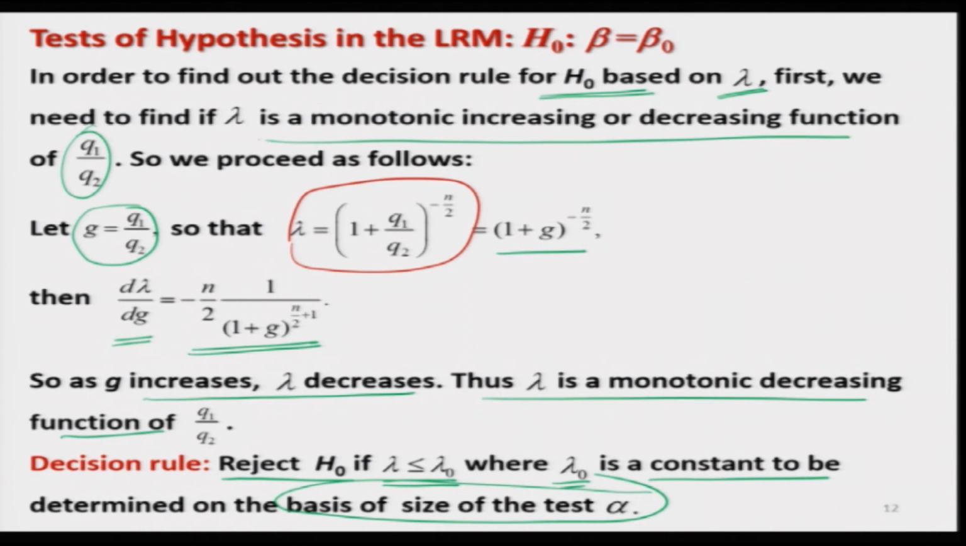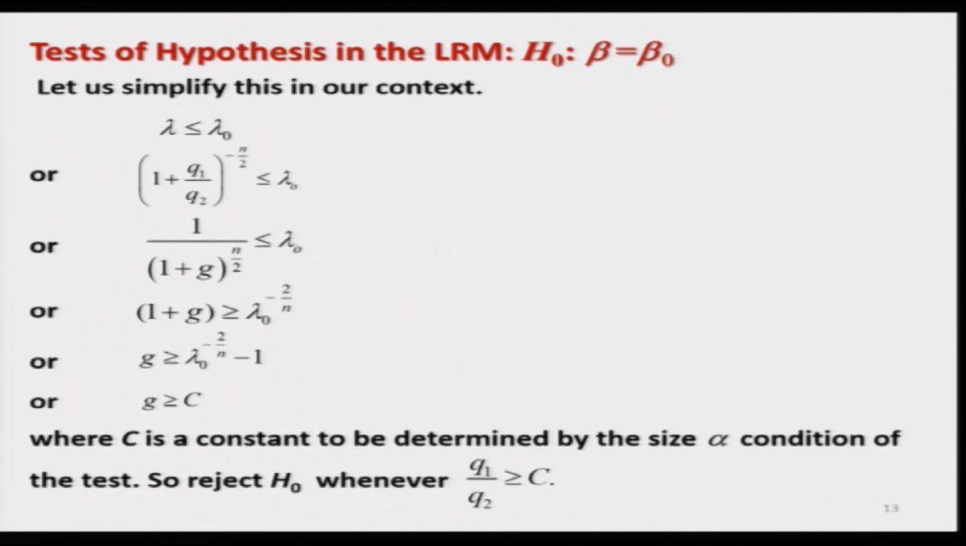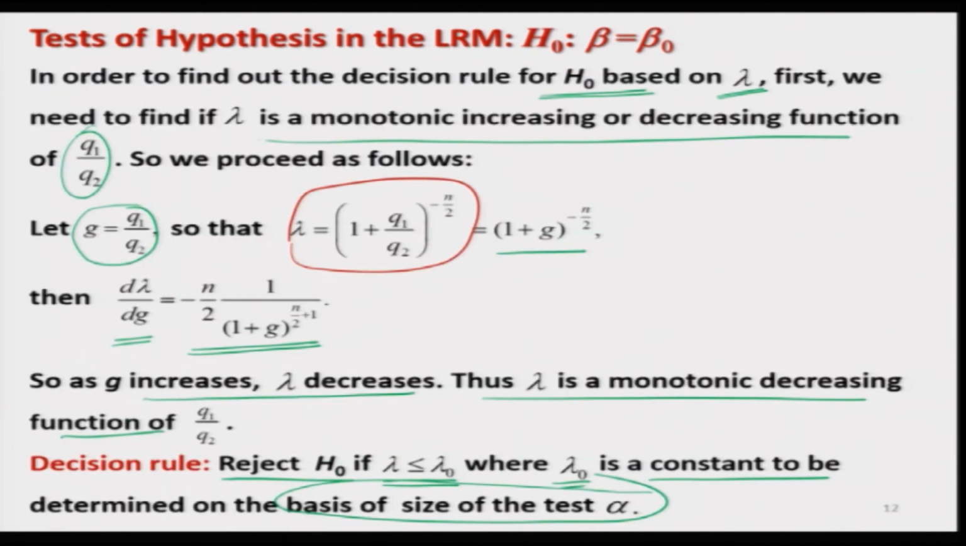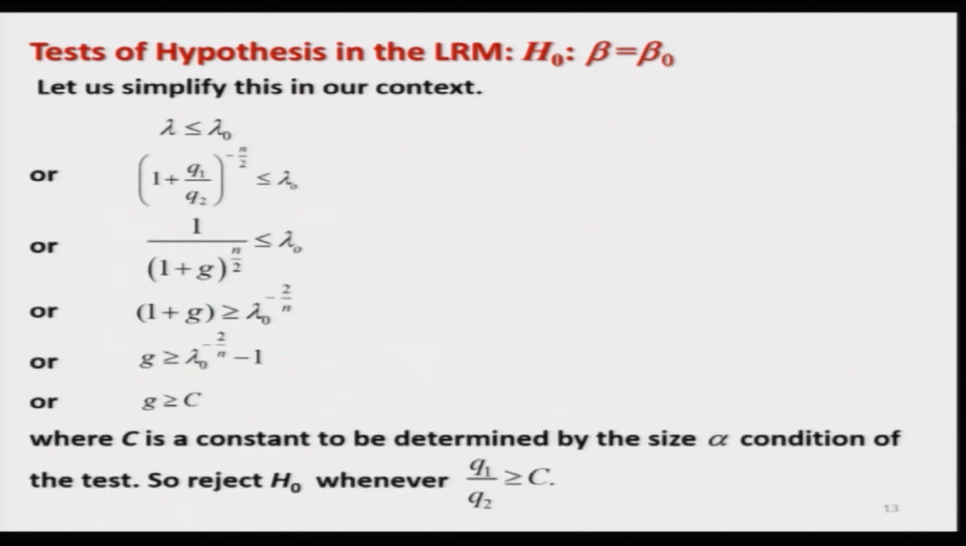So, that is a standard result which I have used here. Now, the question is: what does this actually mean? When I write here "reject H naught if lambda is less than or equal to lambda naught", this lambda naught is unknown to us. So, the first question is: can we simplify it so that we can find the value of this lambda naught in terms of the function that we have?